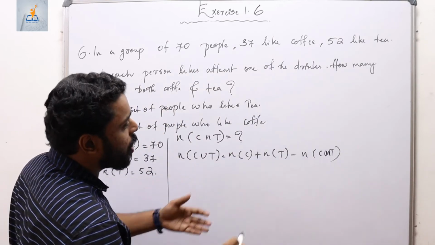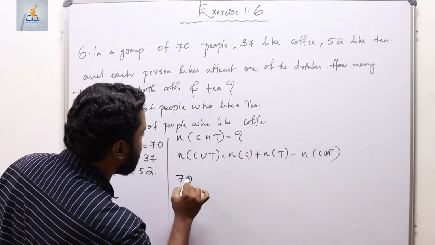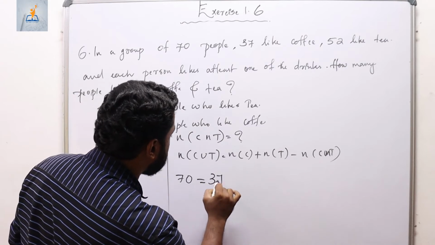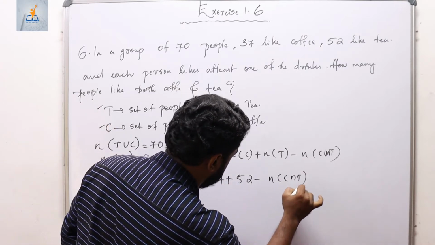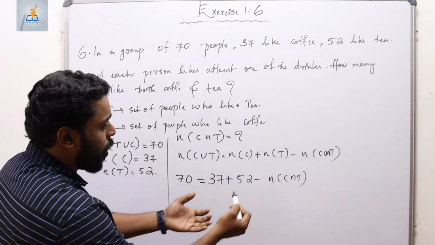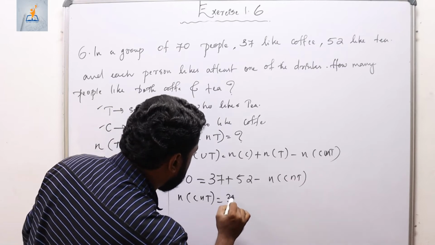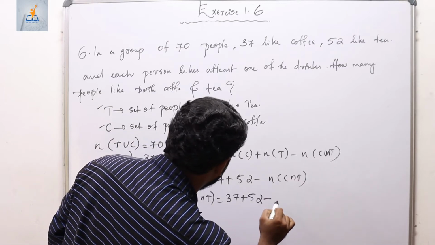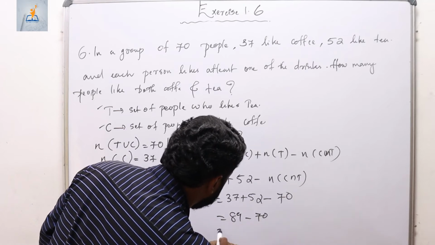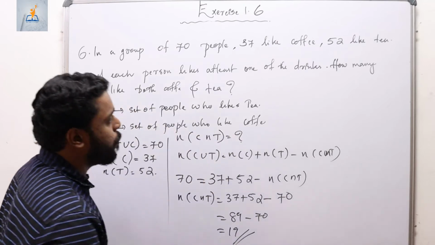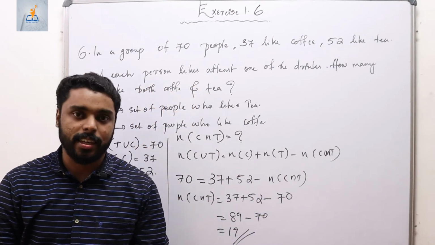Now applying all the quantities given to us into this equation, we get 70 is equal to 37 plus 52 minus n of C intersection T. Now we can easily find out n of C intersection T like this. n of C intersection T is equal to 37 plus 52 minus 70. It is equal to 89 minus 70. It is equal to 19. So 19 people like both coffee as well as tea.